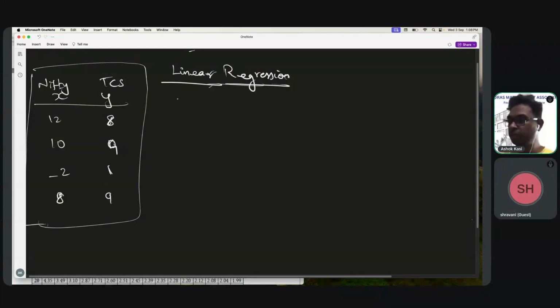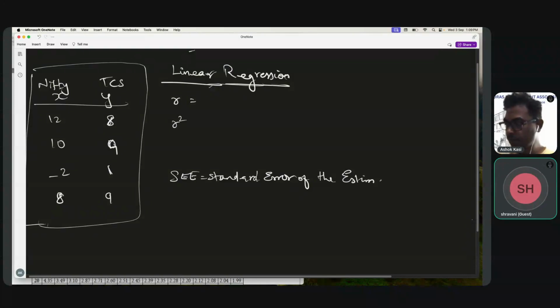On this basis, we have to calculate R. R means correlation. Then we have to calculate R square, and then we have to calculate SEE, the standard error of the estimate. What is this? We will see. And then n is equal to 4. That's it. So this is what we have to find out.